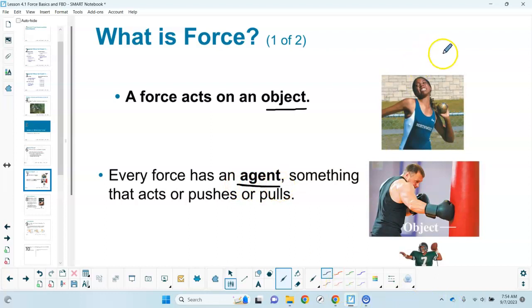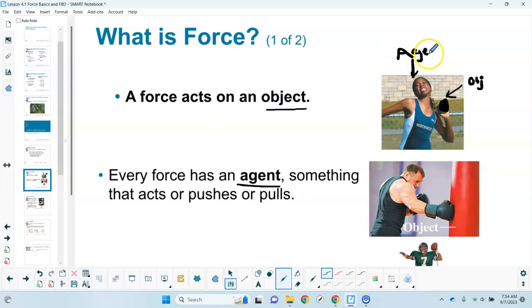If we look at this one, it looks like there's a woman shot putting. So the shot put is here, but I just drew that ball. I would call that the object, the object on which the forces are being applied. So the object is what the force acts on. And the person here, who is throwing and pushing on the shot put, is the agent. So it is the cause of the force.